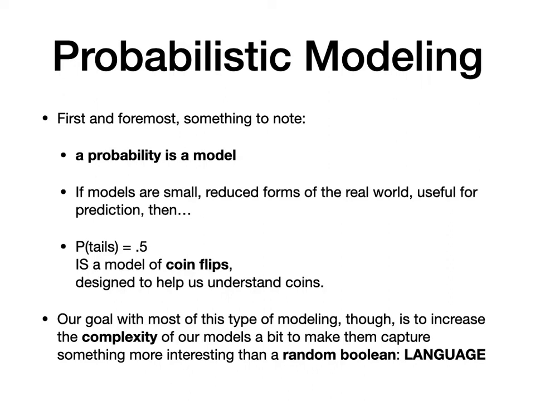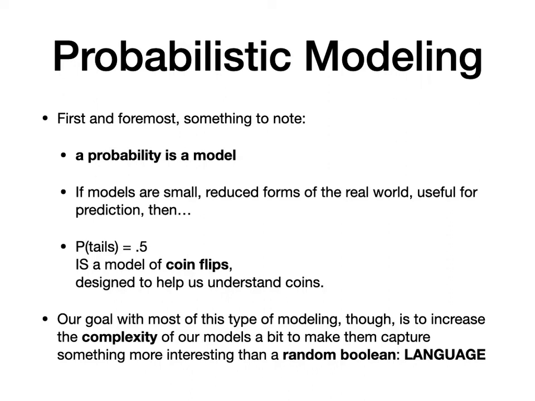So if models are, as we've discussed before, small, reduced forms of the real world useful for predicting things, then yes, even a single probability is a model. The probability of tails being 0.5 is a model of coin flips. It's designed to help us understand coins. It doesn't help us predict well in this case because it's an even shot, but it helps us predict what the possibilities are.